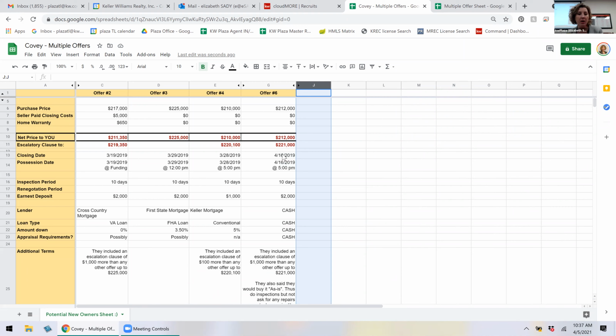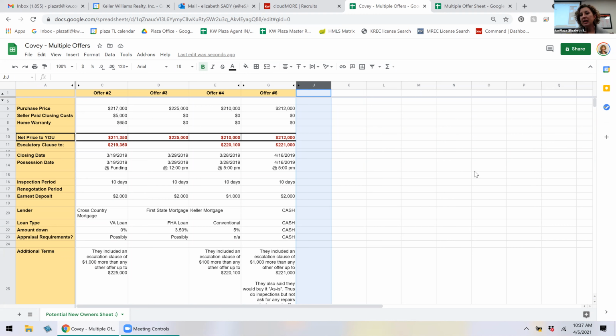Okay, well, let's talk about offer number 2. The VA loan, it's 219. So that escalatory clause takes it to 219, but we might have some appraisal requirements. They're asking for a 10-day inspection period. And it allowed us to go through and have conversations about each and every one of the offers to where we really were able to get down to kind of our top 3 or our top 2.